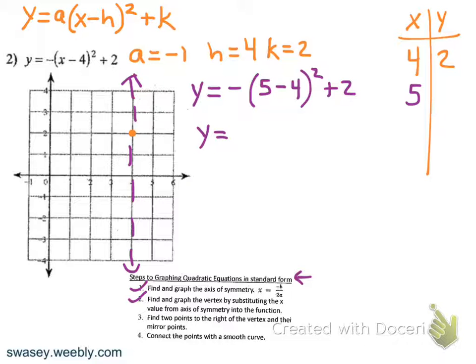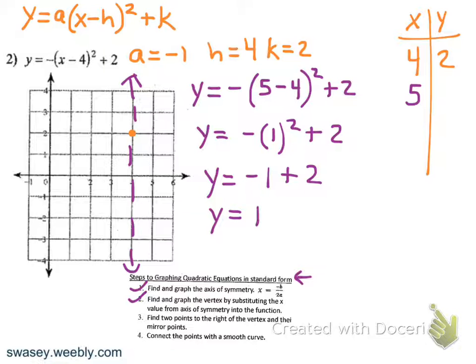We do what's in parentheses first. 5 minus 4 is 1. Then we'll do the exponents. 1 squared, 1 times 1 is 1. The negative sign is in front of the 1, so now it's opposite of 1, or -1. -1 plus 2 gives us 1. So we have a point at 5, 1.